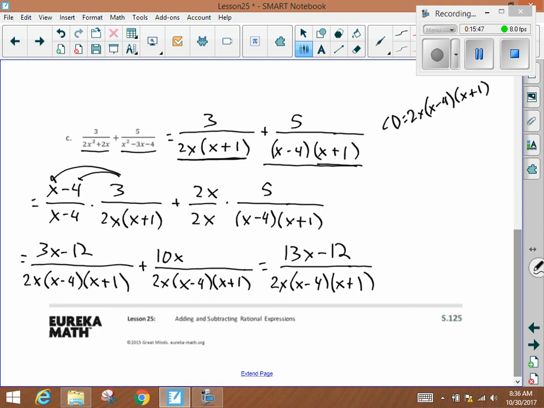Now, when it's asking me for something in most simplified form, I kind of like to do all the mathematical operations that I can, right? And if it says perform the indicated operation, this says multiply, right? So I'm going to go ahead and multiply that.